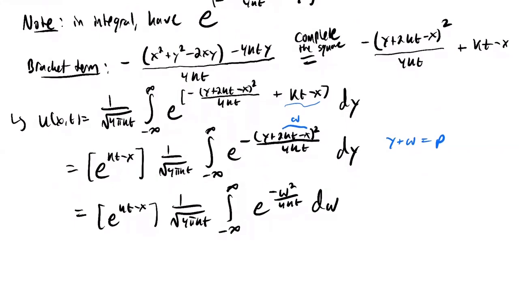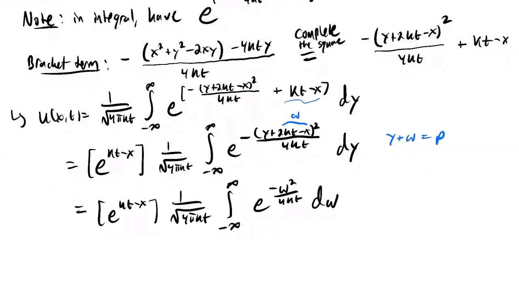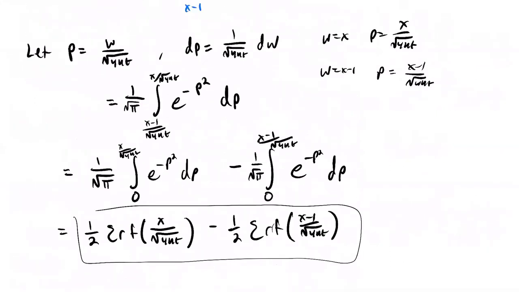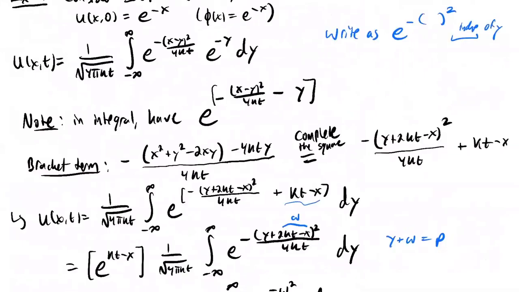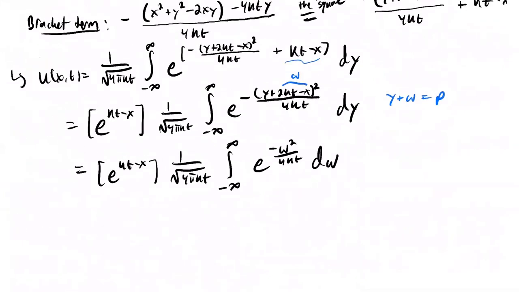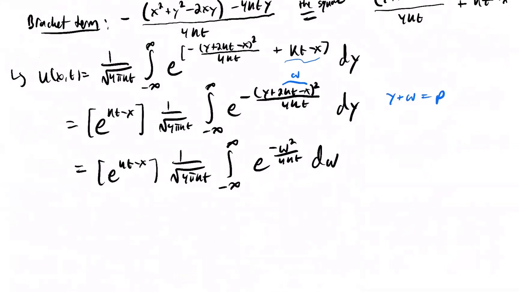Okay. And then finally, what I'm going to do is I want to make this look like the Gaussian, which we know the value of. So I'm just going to do one more substitution, which is the same substitution we did up here. What I wrote down here in the integral is correct, but maybe it's confusing because I use W instead of P, but hopefully this is fine at this point.